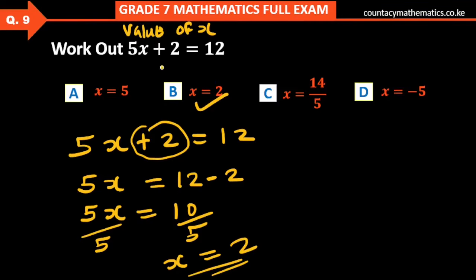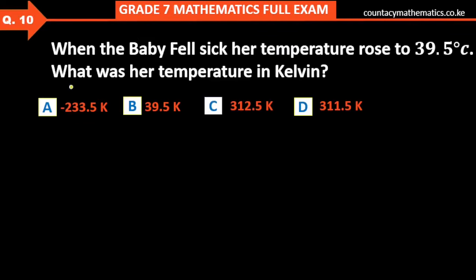So you're likely to get questions of this nature where you're supposed to get the value of x, the value of y, the value of a, and the value of different unknowns. But for this level, you just get to find the value of one unknown. As you proceed, you'll also be able to find the value of two unknowns. For now, let's proceed.